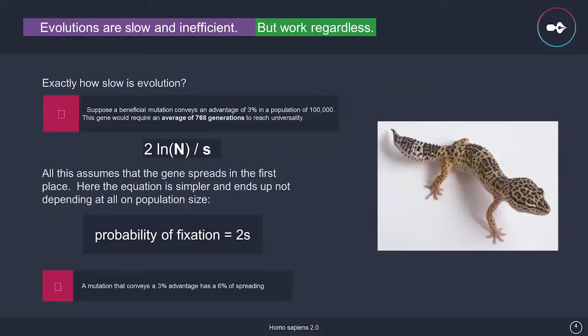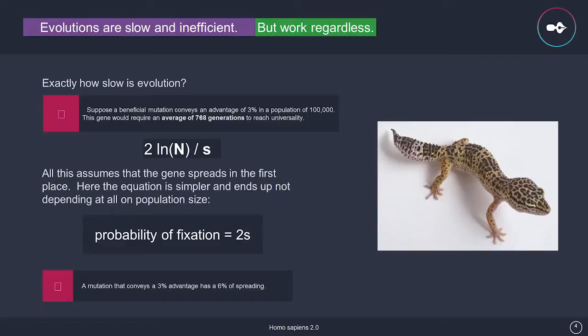I'd like to point out that evolution is really slow and inefficient. This doesn't mean creationism. I think to understand the process of evolution properly, it's important to acknowledge that it does have limitations and it's extremely slow. So just really quickly, I want to outline exactly how slow it is.